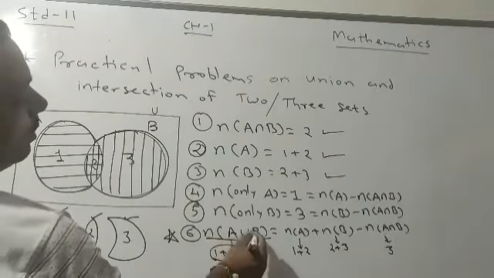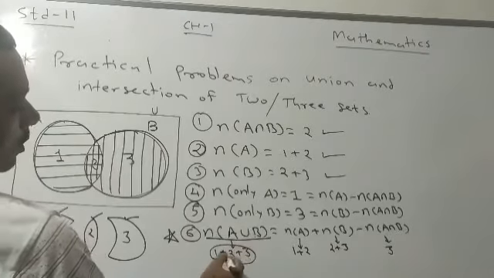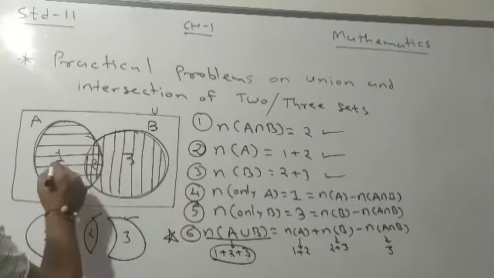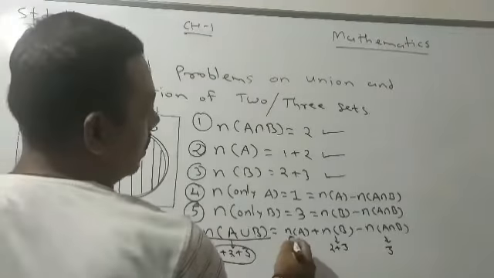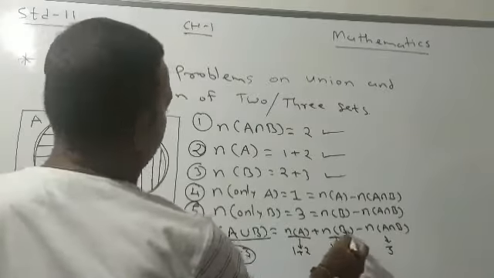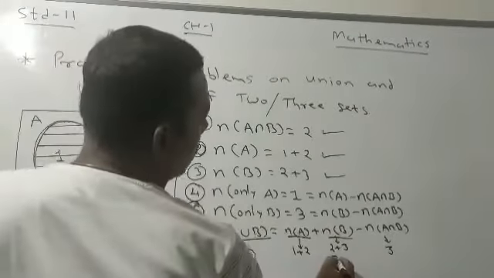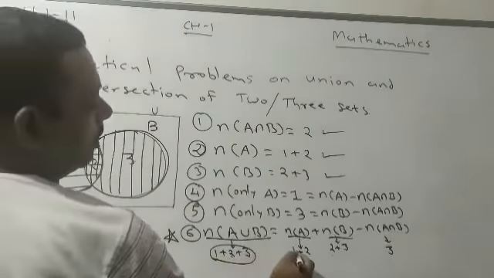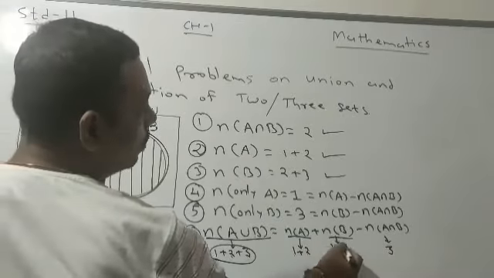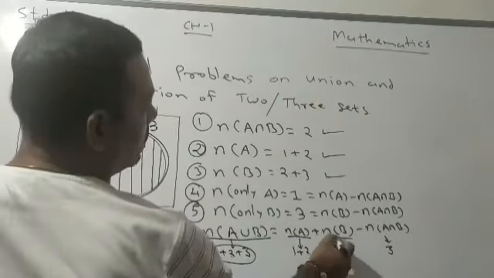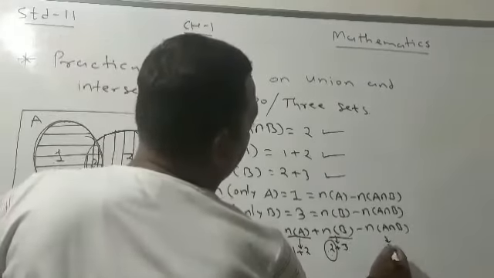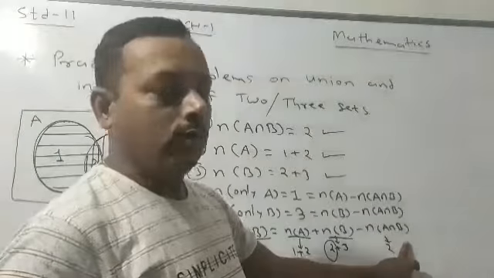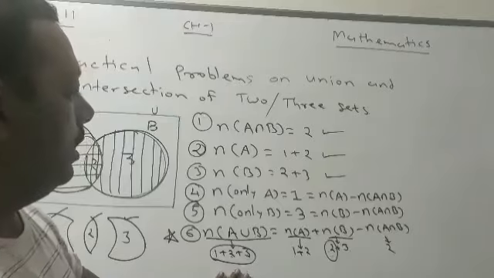Now N of A union B is actually 1 plus 2 plus 3. But when we consider A, it covered 1 and 2. That is A. B, that is 2 and 3. So we will see that the answer requires 1, 2, 3, but here it contained 1, 2, 2 and 3. So one 2 is extra, so that we will subtract. So we will write N of A intersection B. Is this clear? This way we can derive the formula.